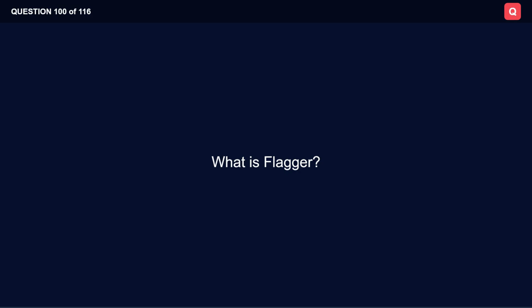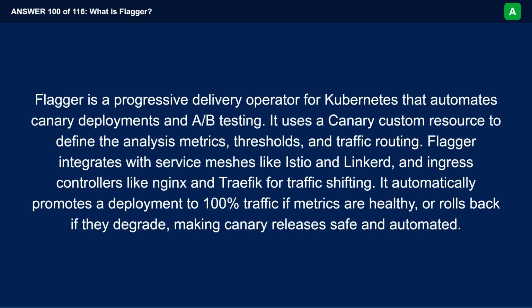What is Flagger? Flagger is a progressive delivery operator for Kubernetes that automates canary deployments and A/B testing. It uses a Canary custom resource to define the analysis metrics, thresholds, and traffic routing. Flagger integrates with service meshes like Istio and Linkerd, and ingress controllers like Nginx and Traefik for traffic shifting. It automatically promotes a deployment to 100% traffic if metrics are healthy, or rolls back if they degrade, making canary releases safe and automated.